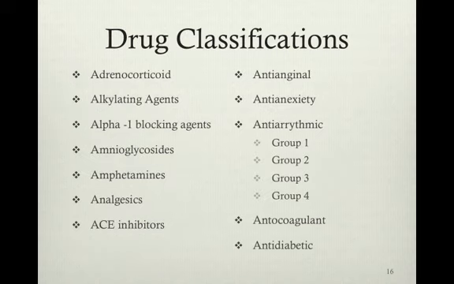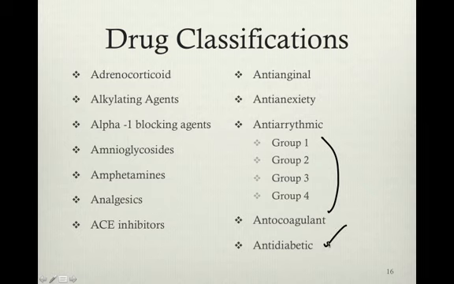Drug classifications. There are many drug classifications. Things like adrenocorticoids, alpha-1 adrenergic blockers, aminoglycosides, antidysrhythmics, and their multiple groups. There are 4 classes of antidysrhythmics.